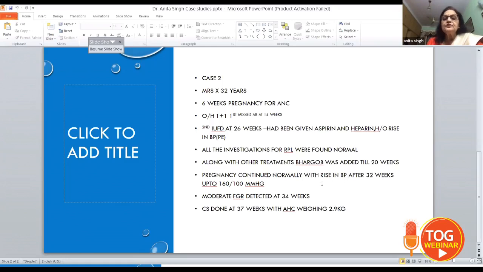At 36 weeks, I stopped giving her all these medications. Bharglobe I stopped at 20 weeks, and aspirin and heparin at 36 weeks. At 37 weeks, I did a cesarean section, and a live male child weighing about 2.9 kg was delivered. Heparin and aspirin were there in the past pregnancy also, but she had developed early onset preeclampsia in the first pregnancy leading to IUFD. So all these early preeclampsias definitely have an immunological origin.